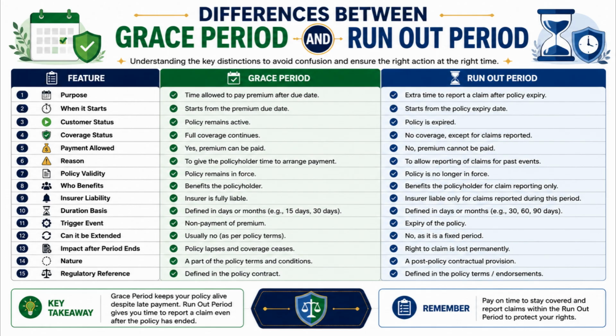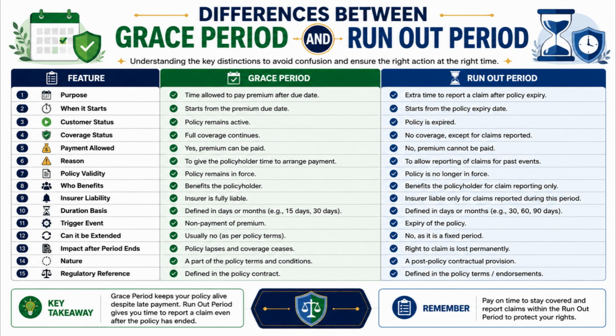Number 13. If a grace period ends without payment, the policy may lapse and coverage will cease, whereas if a run-out period ends, the right to report claims may be permanently lost. Number 14. A grace period is considered part of the active policy lifecycle, whereas a run-out period is considered a post-policy reporting arrangement. Number 15. Grace period terms are normally stated within the core policy contract, whereas run-out period terms are typically specified in reporting clauses, endorsements, or policy conditions.